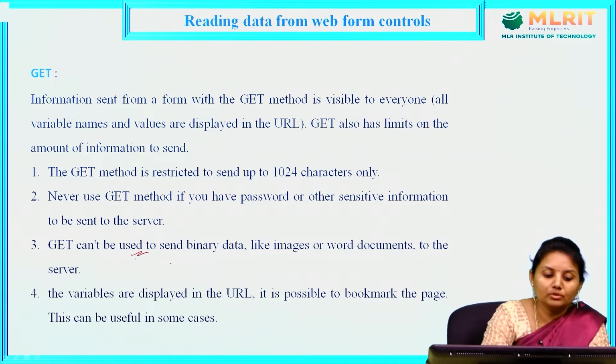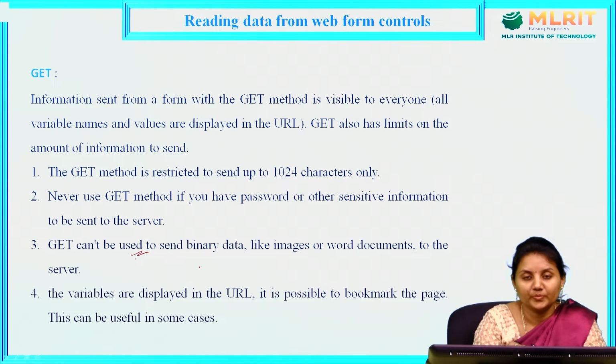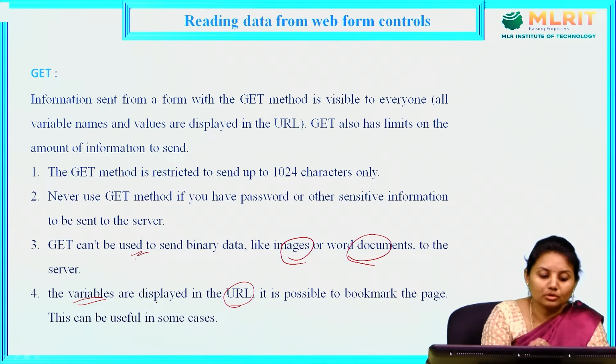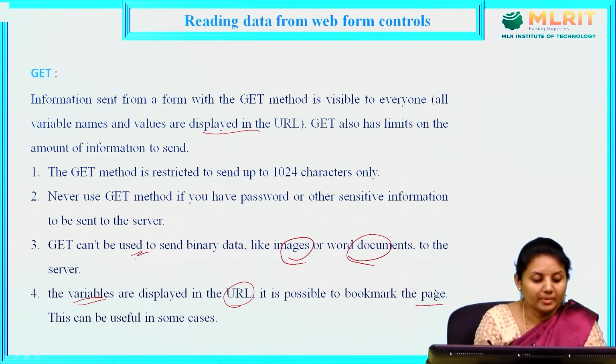Get can't be used to send binary data. So like images or Word documents, here we are sending only text to the server. And the variables are displayed in the URL, as I told you. It is possible to bookmark the page, and this can be useful in some cases because you will have the values in the browser, right?